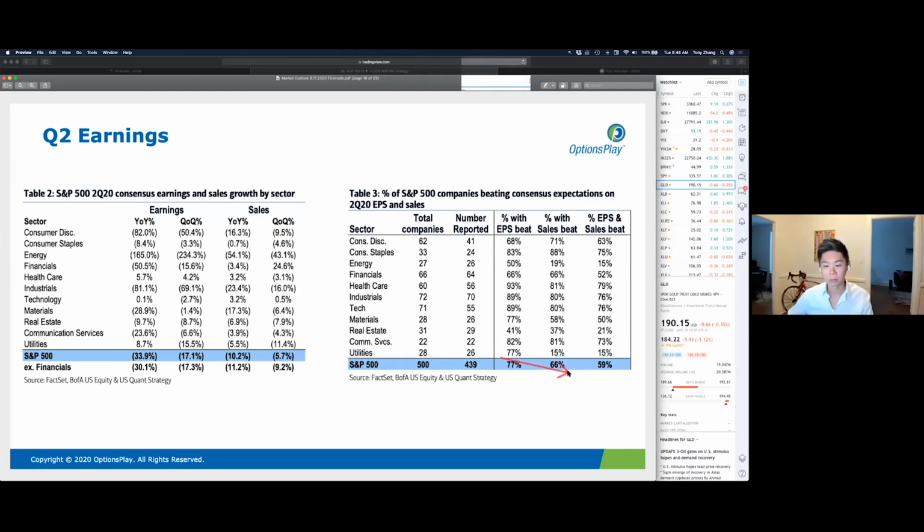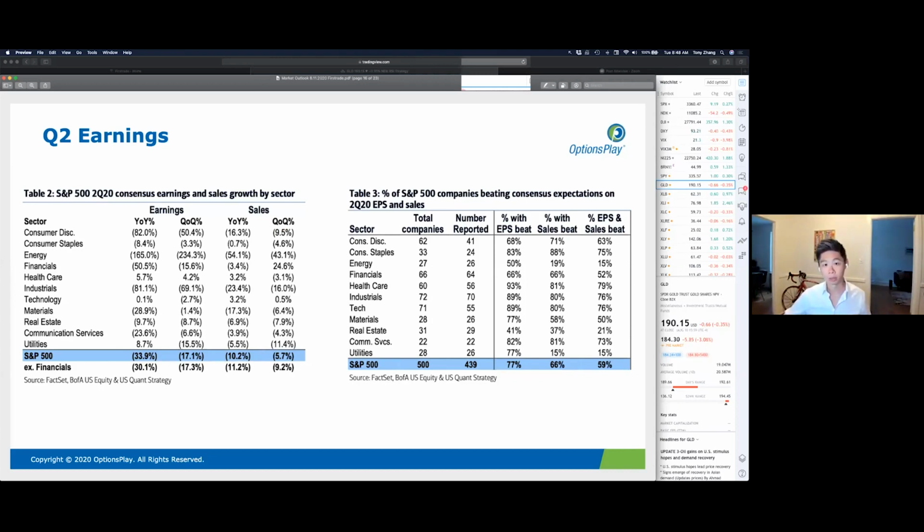77% of companies beat on earnings, 66% of companies beat on sales, 59% of companies beat on both. So those are some record numbers as well. And that points us to why equity markets have been so positive, are due to these types of beats, if you will, meaning these economic and earnings numbers coming out better than expected, but the overall numbers themselves are still pretty bad.